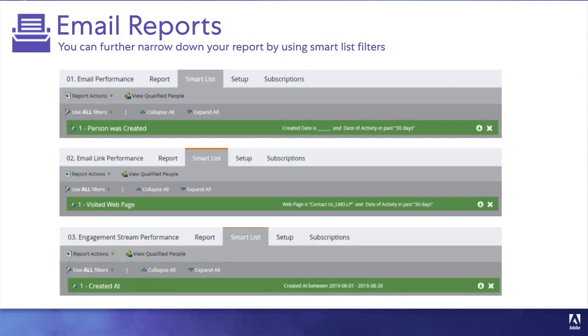Another great way to narrow down your reports is by using the Smart List option present within a report. For example, within the email report, you might want to see stats for people who were created or entered your database in a specific date range. Or there could be a case where you might want to see leads who not only clicked a link on your email, but additionally also visited a specific web page. Such details can be configured using the Smart Lists.